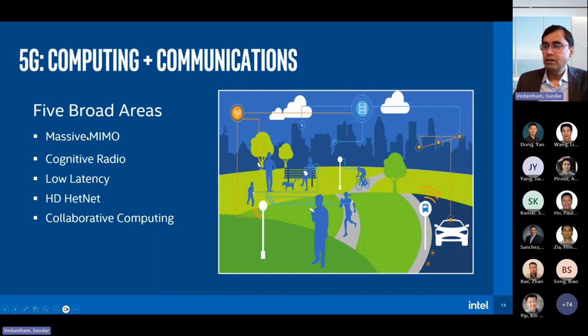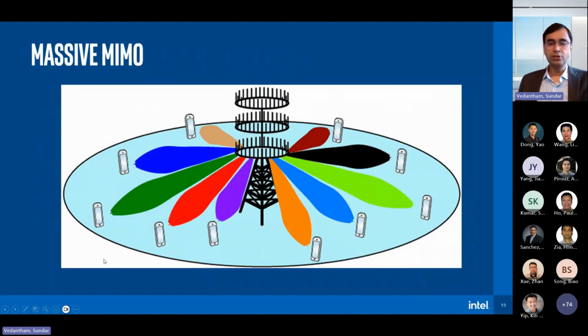Right? So we will dig into each one of these, but I hope you can remember these 5 factors: massive MIMO, cognitive radio, low latency communication, HD HetNet, and then collaborative computing. So if somebody asks us, how is 5G different from 4G? This is how I explain. You can talk about these 5 aspects, and that makes people immediately realize, okay, now I understand why 5G is better. It's not just faster technology, but there is so much that goes into it, right?